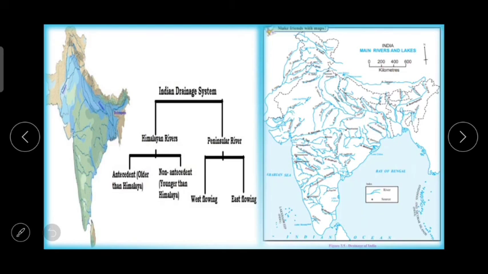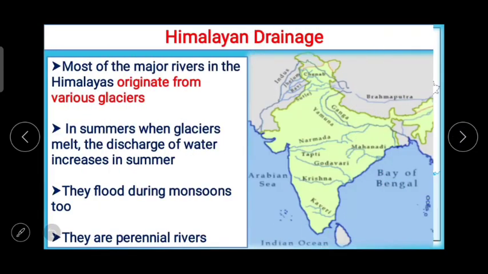Most of the rivers in the Himalayas originate from glaciers and in summers when glaciers melt the discharge of water increases in summer. So, they flood during monsoons too. So, Indian drainage system, Himalayan rivers and peninsular river. This map figure 3.5 is given in our textbook about the drainage of India.